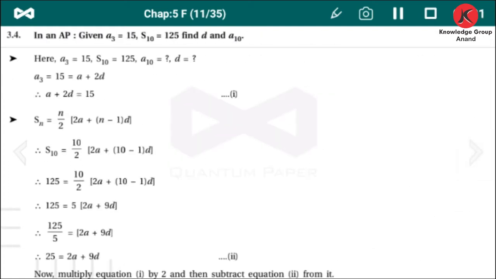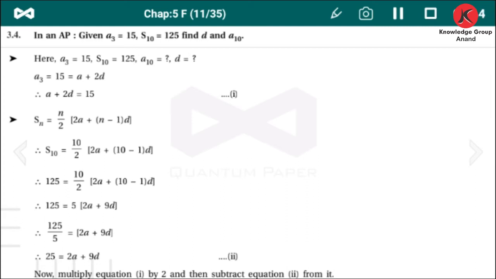Now number 4. In an AP, given A3 is equal to 15, S10 is equal to 125, find D and A10. Here A3 is equal to 15, S10 is equal to 125. An is equal to A plus n minus 1 into D. Here A3 is equal to A plus 2D, therefore 15 is equal to A plus 2D.